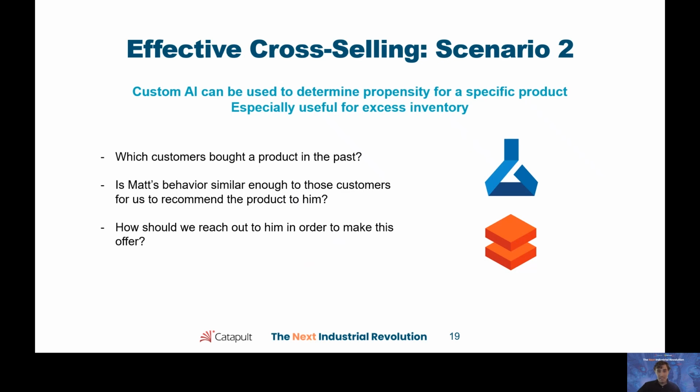Now you can do it with recommenders, but it's kind of difficult. Often in this case, we'll do something a bit more custom. So we'll look at what customers bought that single product in the past. And of those, is Matt's behavior similar enough by some metric to those customers that we would think he would buy this product too? We can use machine learning to help us decide that, and then figure out from that short list of people who might buy it, who should we reach out to make that offer? And how? Should it be via an email? Should it be via something else?